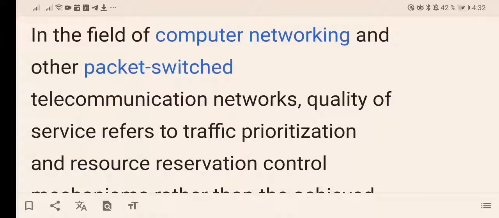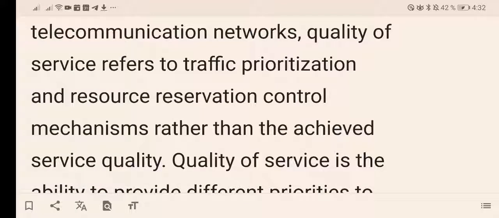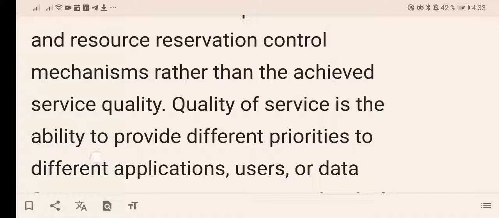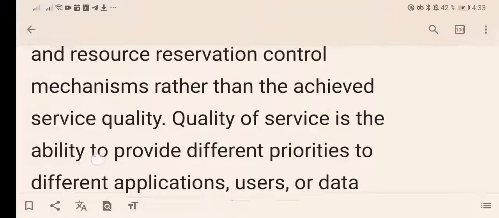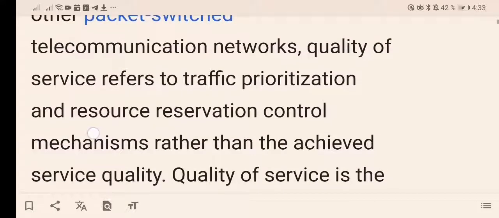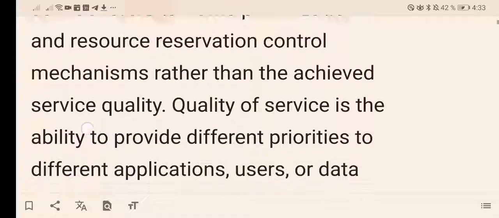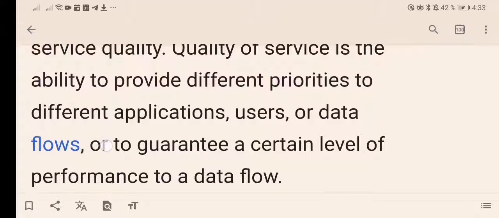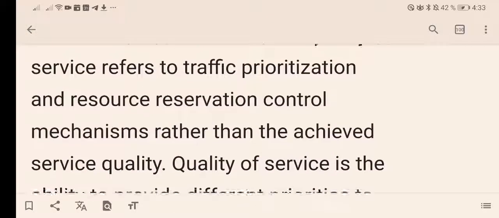All right, so in the field of computer networking and other packet switched telecommunication networks, quality of service refers to traffic prioritization and resource reservation control mechanisms rather than the achieved service quality. That's the technical part. All right, so whenever we start talking about the technical part of the equipment itself, that's what we get.